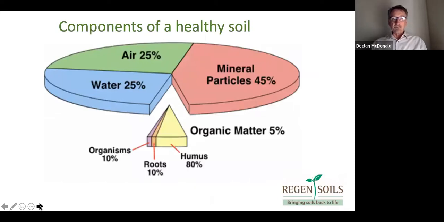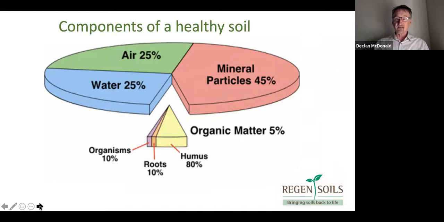Okay, so the first thing I want to contextualize is where organic matter sits in the overall soil picture. These are the components of a healthy soil. 45% mineral particles. Now that might surprise you. This is the sand, silt, and clay component of your soil. 25% of your soil is air, and 25% of your soil is water.